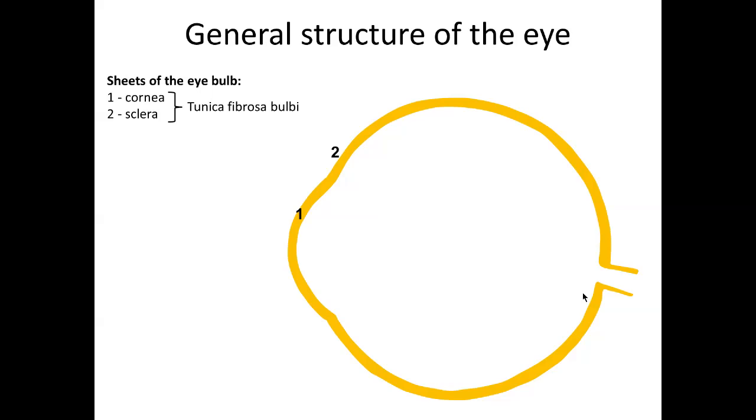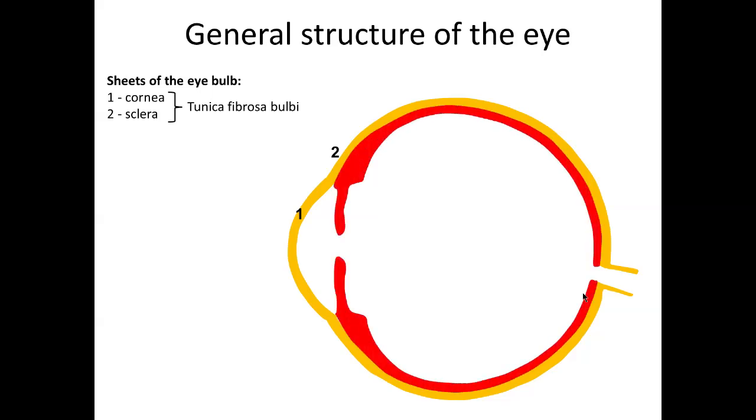And now let us go inside, and the next doll inside of Matryoshka is the second sheet, which has a lot of vessels. That's why we can call it the vascular sheet, tunica vasculosa, and it is also divided into several parts.